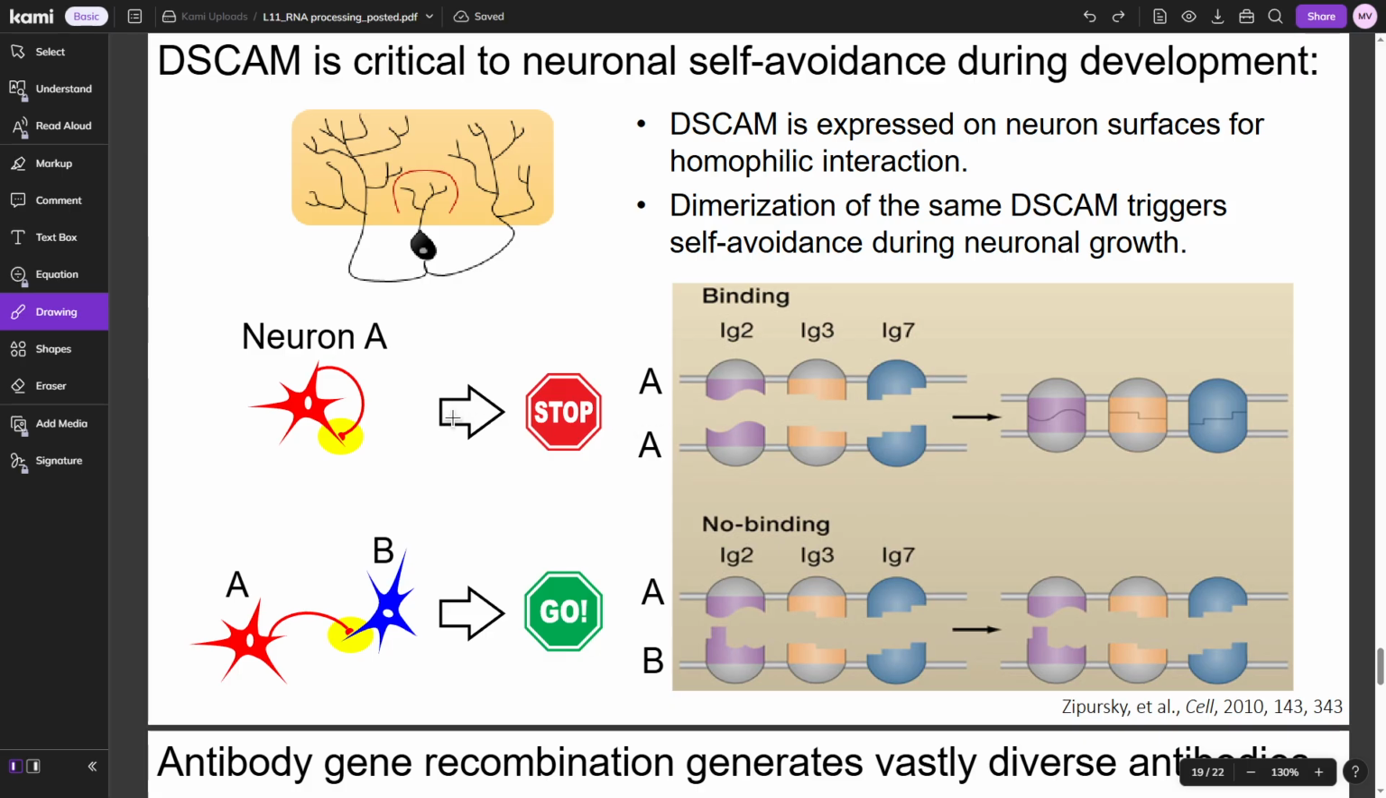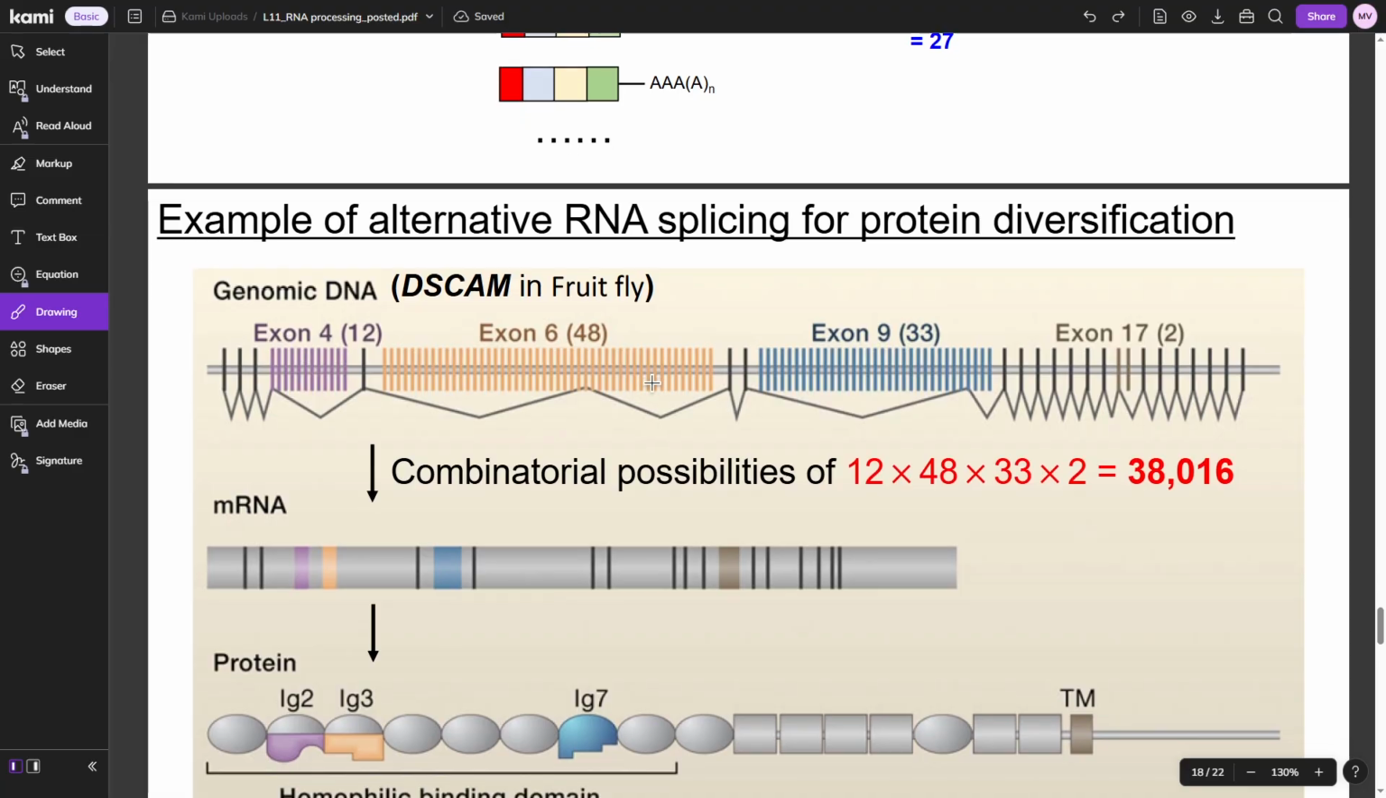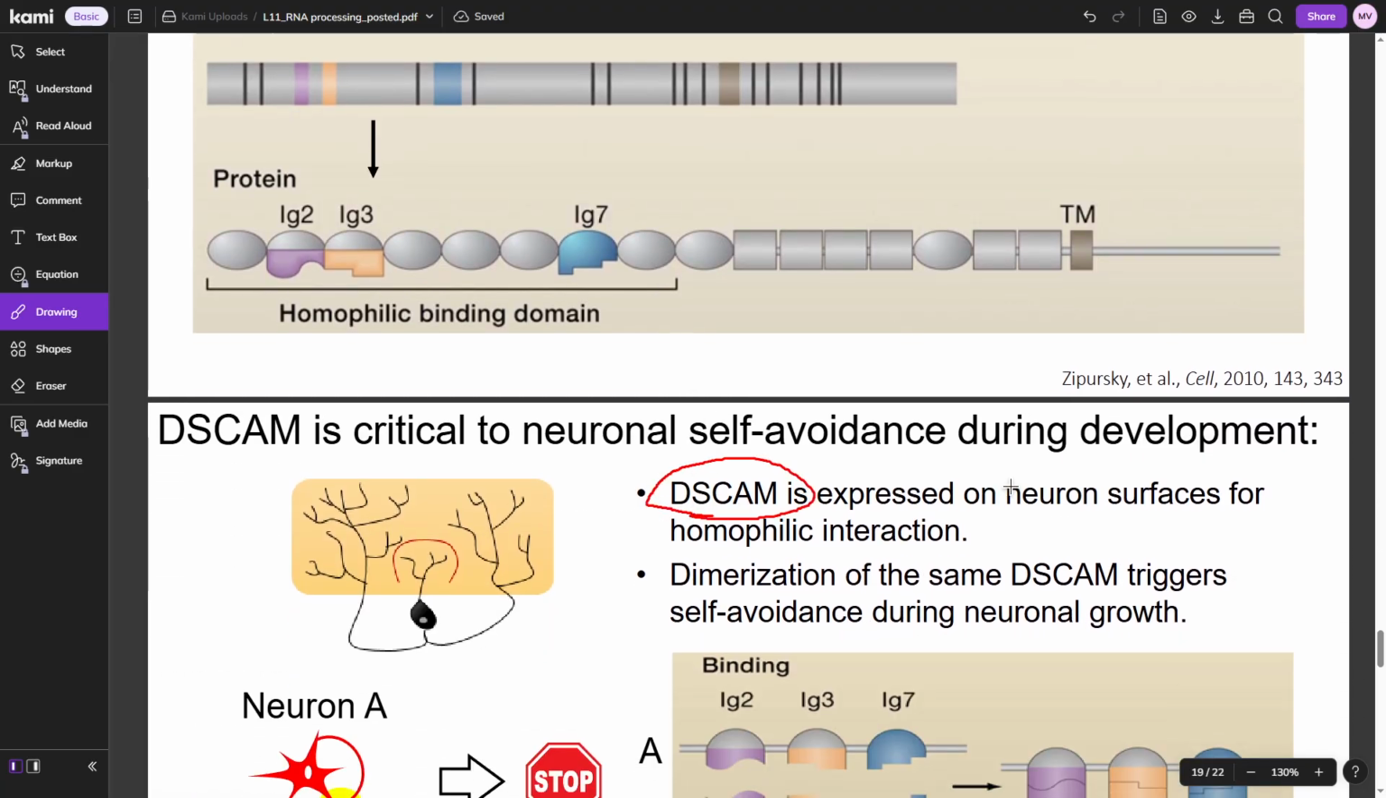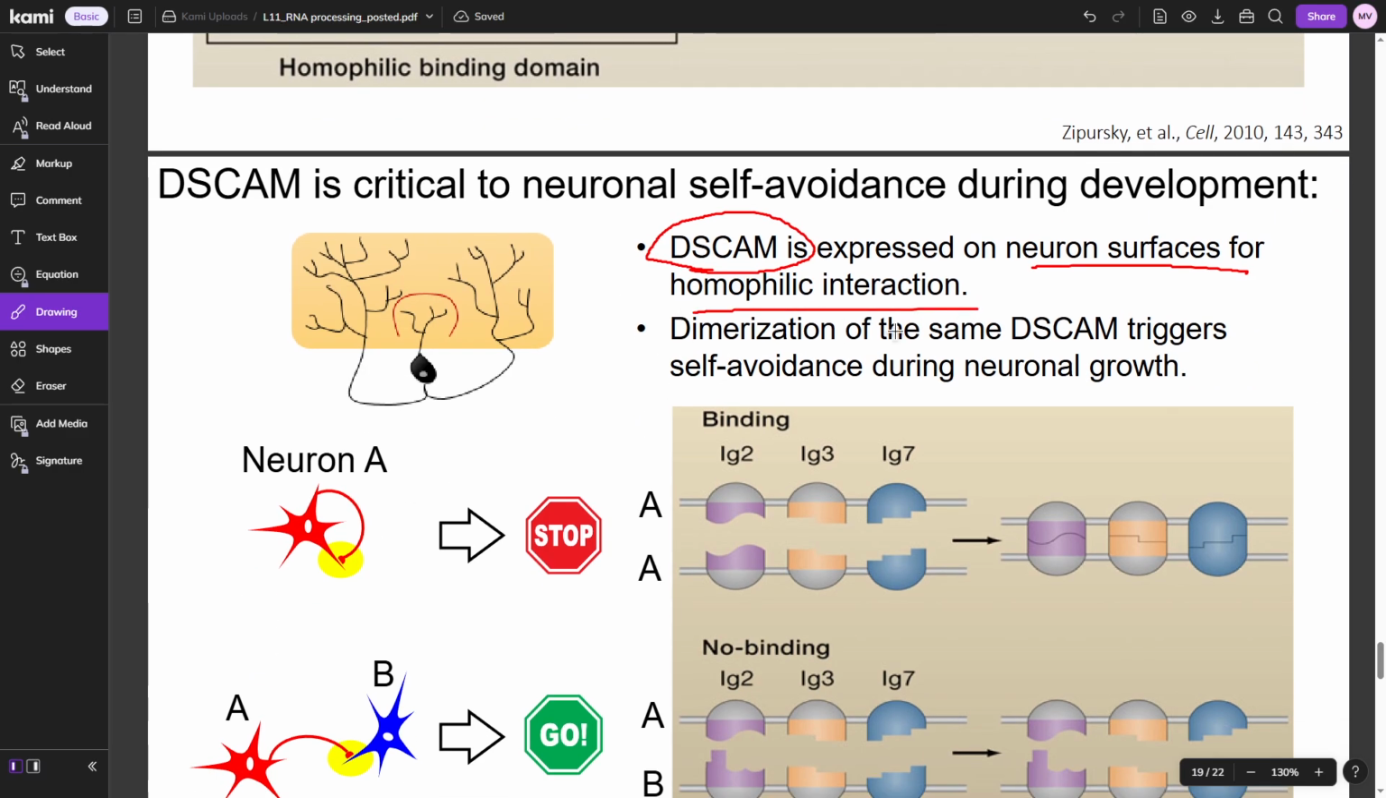Basically what happens is for neuron A, neuron A is going to make some spliced versions of these DSCAM proteins, right? So DSCAM is expressed on neuron surfaces for homophilic interactions, and then dimerization. So it's on the membrane of the neuron, right? And then dimerization of the same DSCAM triggers self-avoidance due to neuronal growth. So when these things dimerize, it stops the neuron from synapsing on itself, or growing on itself.